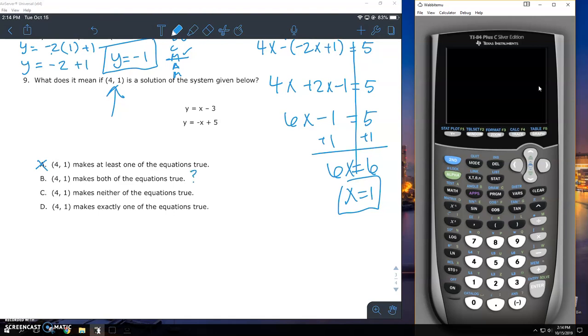Okay, it makes neither of the equations true. Well, if it didn't make it true, it wouldn't be a solution. And it makes exactly one of the equations true. We know that's not true, so B is our answer.